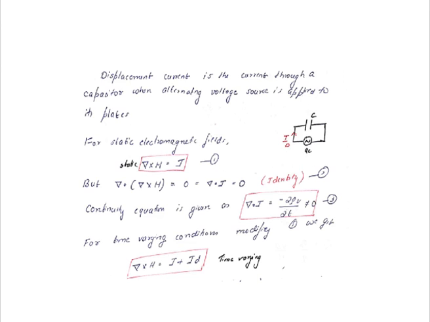So displacement current by definition is the current through a capacitor when alternating voltage is applied to the plates. So when alternating voltage is applied, the current which is flowing through between the capacitor is known as displacement current density. Then, according to Ampere's law, we know what Ampere's law is, right? Line integral of H dot dl is equal to current enclosed. That is the integral form. Then the point form of Ampere's law is given like this: del cross H is equal to J.